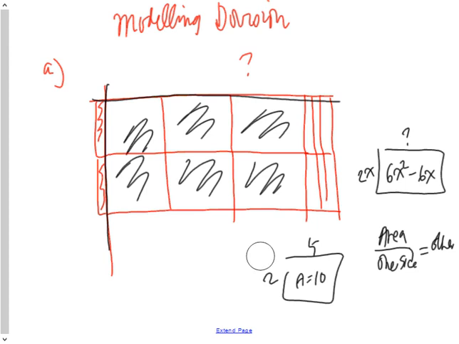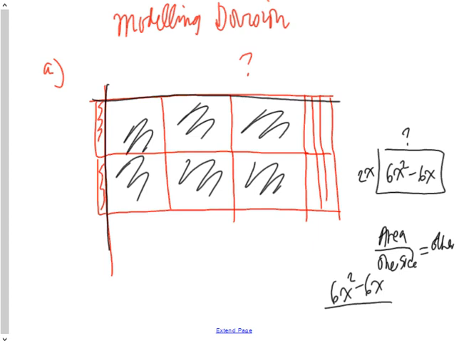I can take the area, in which case is this large binomial, 6x squared minus 6x, divided by the side I know. So it would be 6x squared minus 6x, the area, divided by the side I know, will tell me the missing side. So all we have to do is look at the picture and interpret what it is.